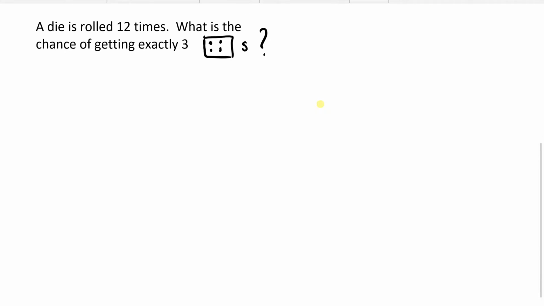Now here's the real question. A die is rolled 12 times. What is the chance of getting exactly 3 4s? This requires the use of the binomial formula. And let's recall what the binomial formula is.